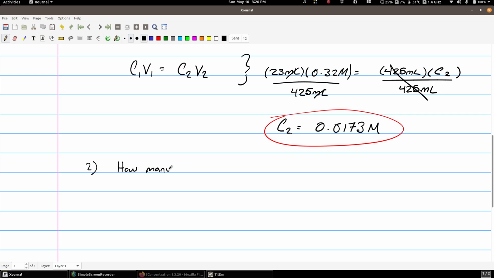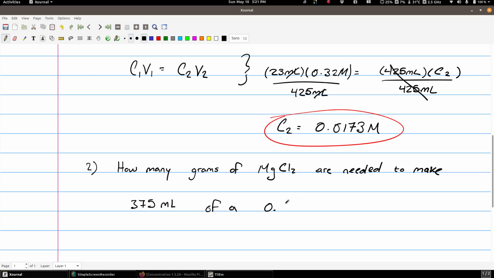So how many grams of magnesium chloride are needed to make, we'll do, 375 milliliters of a 0.0137 molar solution.